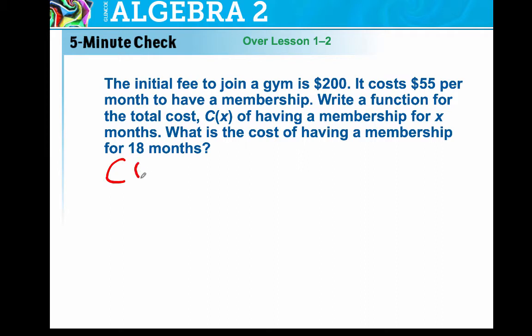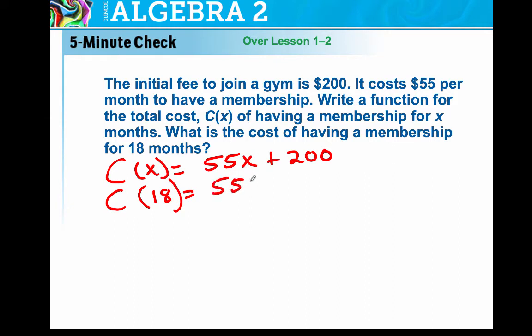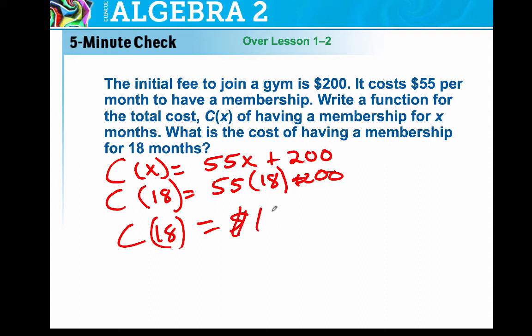So I would say the cost in x months is equal to $55 every month plus $200 flat fee one time. The cost for 18 months tells me to substitute in 18. I'm going to need my calculator and do 55 times 18, which is $990, but then add on the $200, and I get the cost for 18 months is $1,190. Make sure you're going to the gym every day.